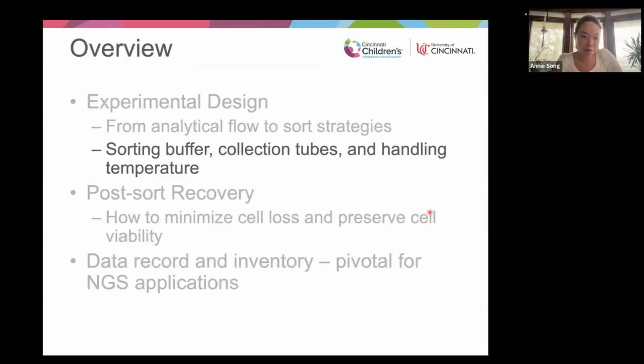Now, a lot of times we say everything else has been pretty well planned, but my cells are not very viable after the sort, or I didn't recover as many as I thought I could. Most of the time, I think these problems fall into three categories. One is your collection buffer, then the collection tubes, and lastly, the handling temperature.